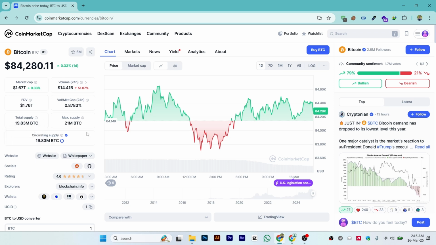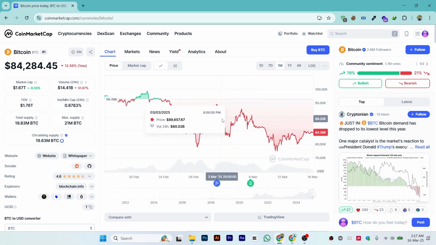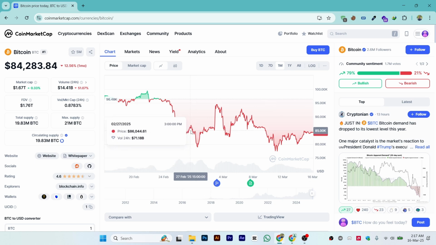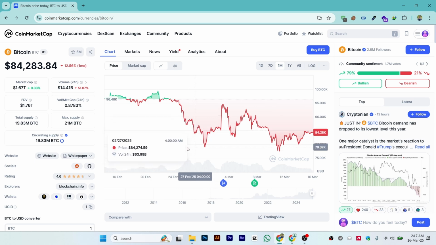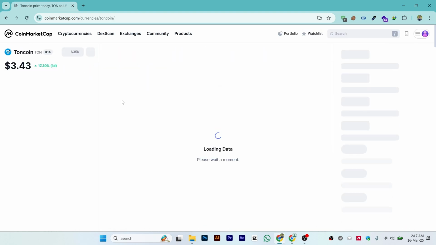So you can see all the details, and here is the graph of, let's say, 1 day, 7 days, 1 month, if you want to see what is happening on the coin. So this is basically a kind of analysis of the coin. And let's say any new coin is launched, like TON coin is launched, you can just go and check the price and the history.